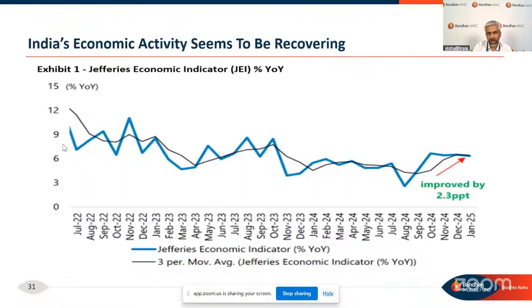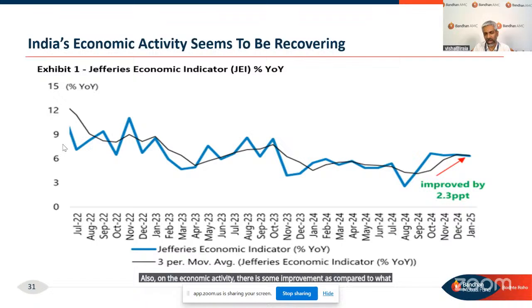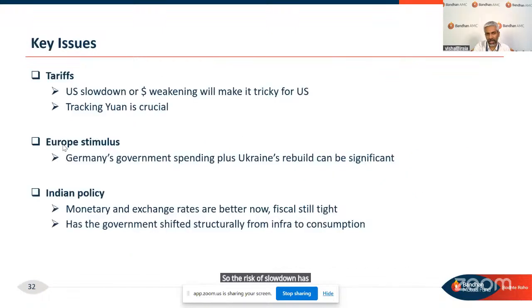Also, on economic activity, there is some improvement compared to what we saw in the second quarter of last financial year. From the lows of July, August last year, I think we are improving. There is some stagnation that we are seeing in January and February, but nonetheless, we are on an improving trajectory. So the risk of slowdown has abated in India.